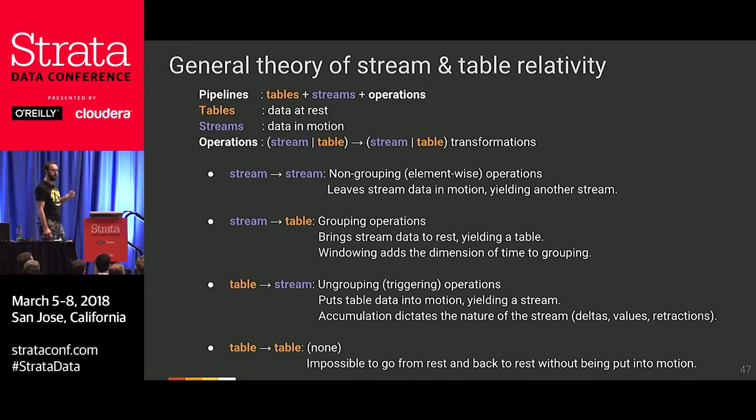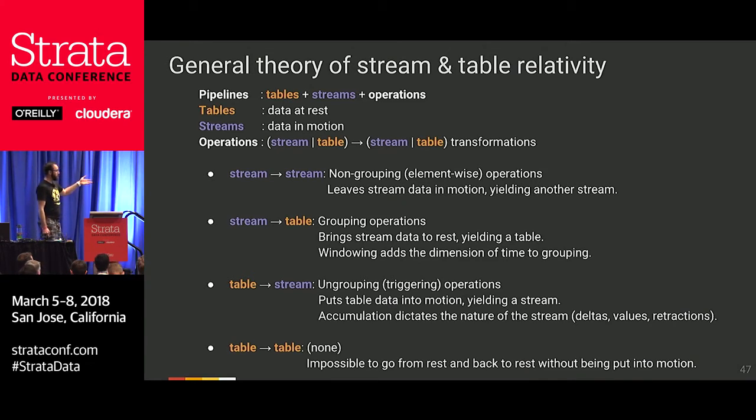You have stream-to-table operations. These are grouping operations, like our summation operator in the example. These bring stream data to rest, yielding a table. Windowing just adds an additional dimension of time to the grouping. That's really all it does. I mean, if you get into things like sessions, which are more dynamic, there's actually some interesting multi-row transactional stuff that happens as well, but you can kind of ignore that. And in general, it's basically an additional dimension of grouping.